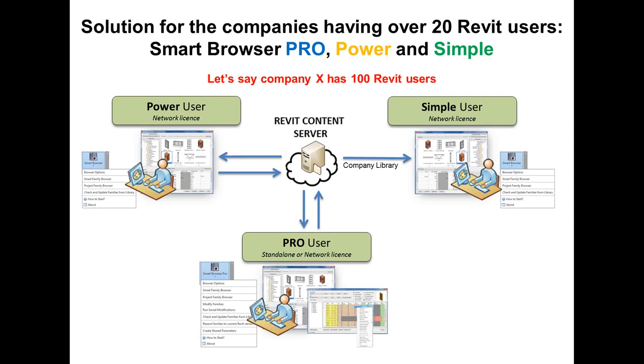Let's say the company has 100 Revit users. We suggest that approximately 10 users should be power users, 3 or maybe 5 users should be Pro users, and all others can be just simple users of the company library.